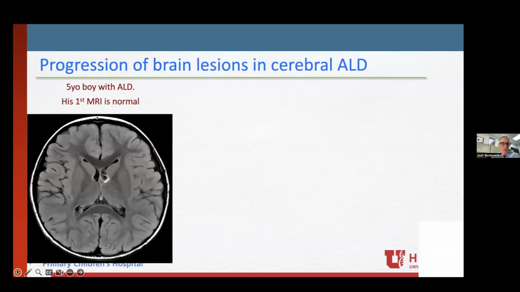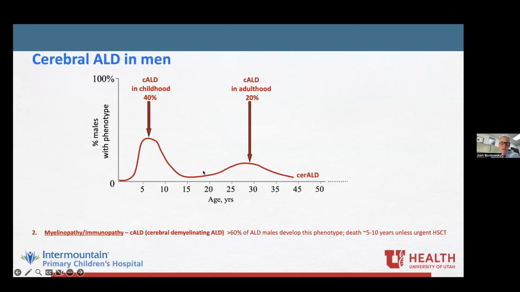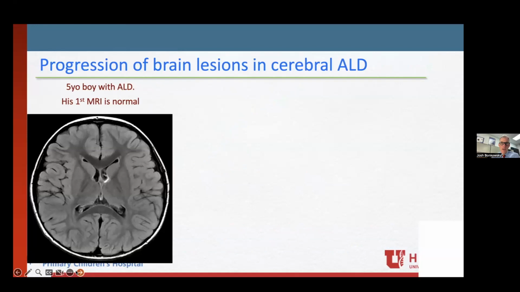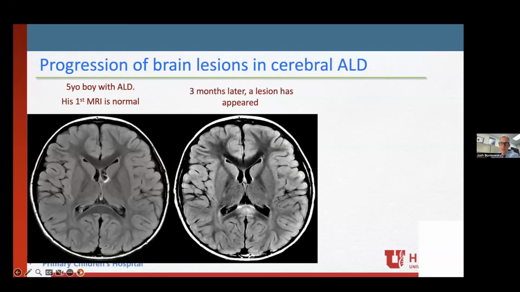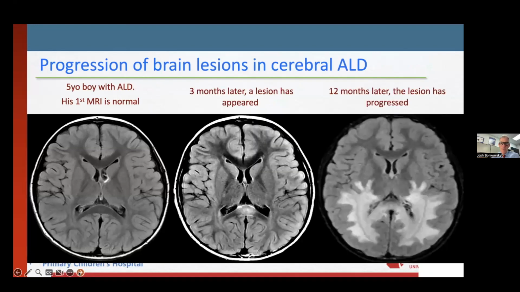So with cerebral ALD, there are two key peaks of age where men are at highest risk. First in childhood, during the school-age years, and again in their 20s and 30s. With cerebral ALD, the key thing that we see is that the MRI becomes abnormal.